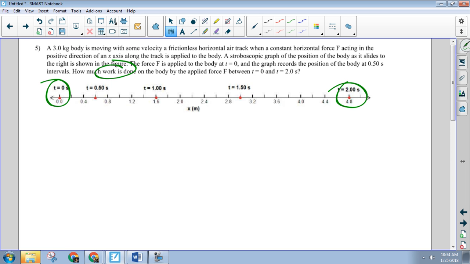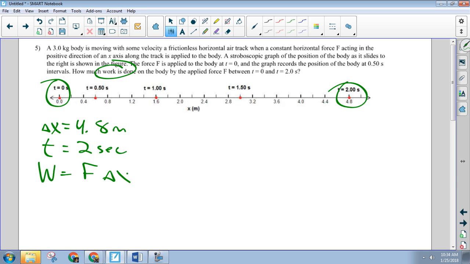So what do I know between those 2 points? Well, I know my displacement between those 2 points is 4.8 meters, right? I know my time is 2 seconds. And that's kind of it, right, for that time interval? Okay? So to find the work done on that time interval, I can either do force times displacement, and I'm happy because I know my displacement, but I don't know my force, right?